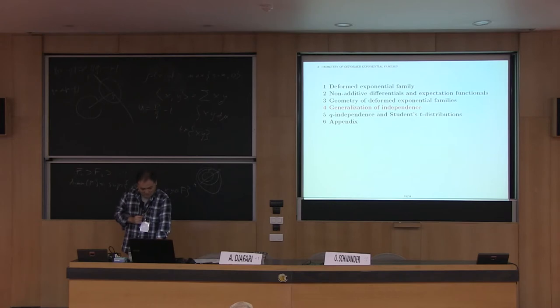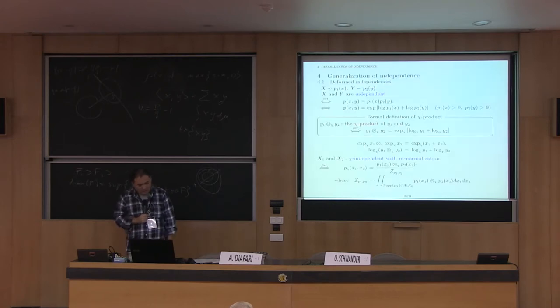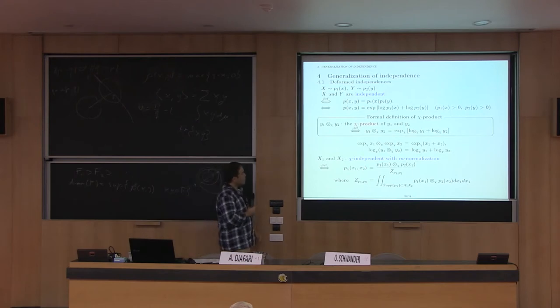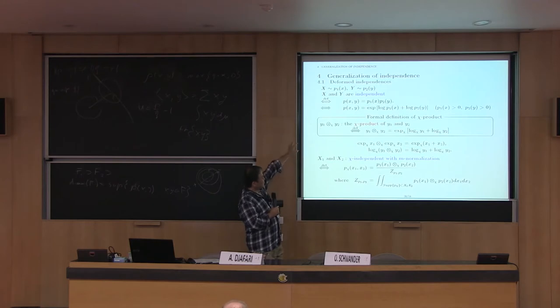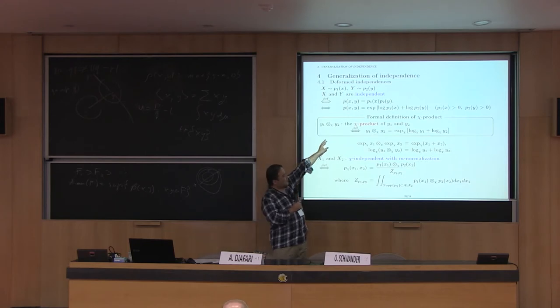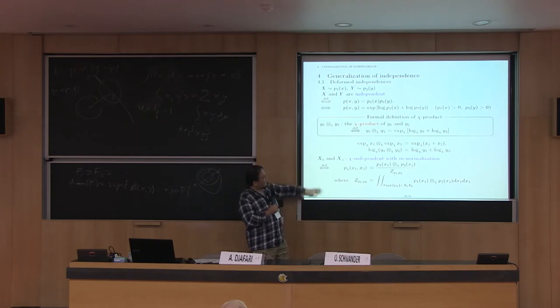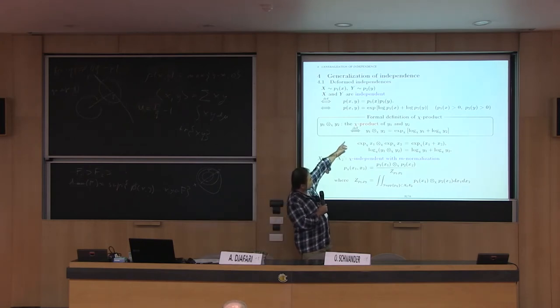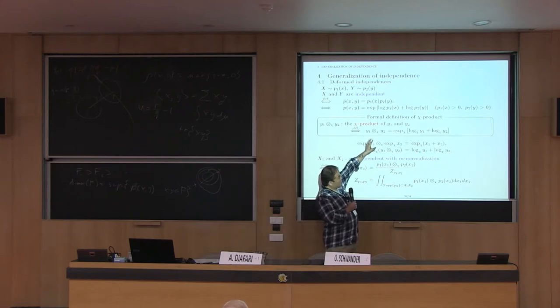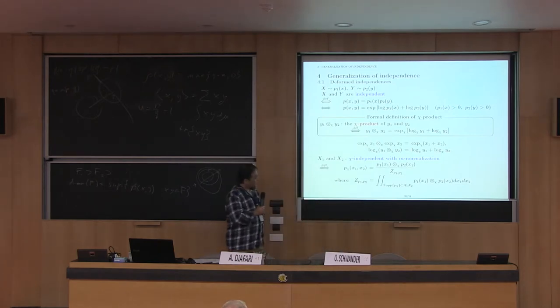So next, let us go to generalization of independence. Let us recall that two random variables are independent if the joint probability is decomposed by the marginal probability densities. And if two probability densities have full support, then this is represented by the exponential function and logarithm function, this one.